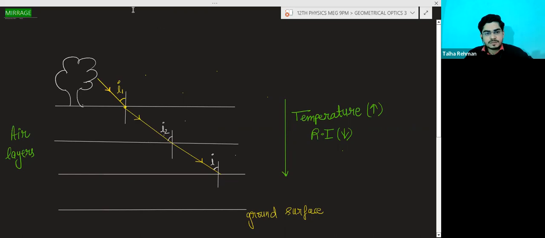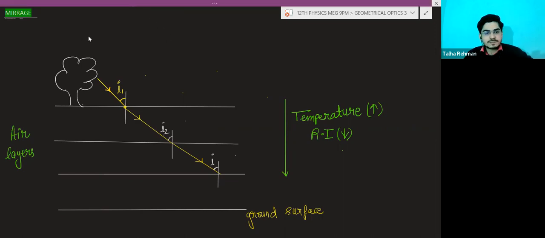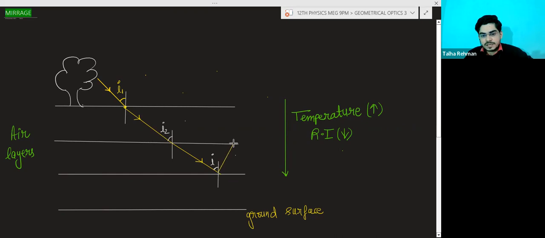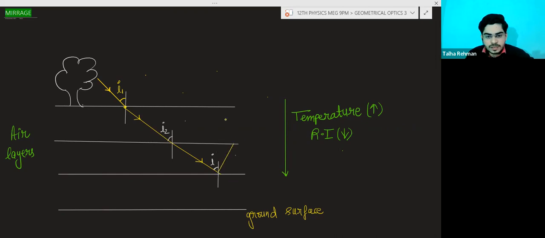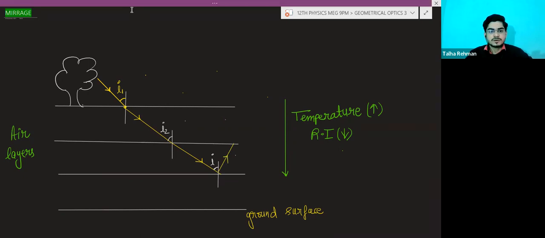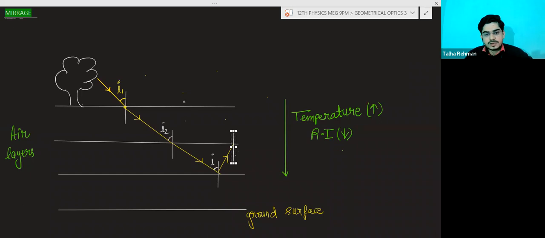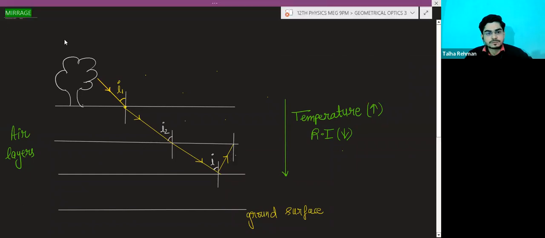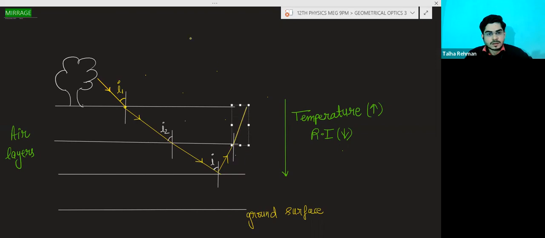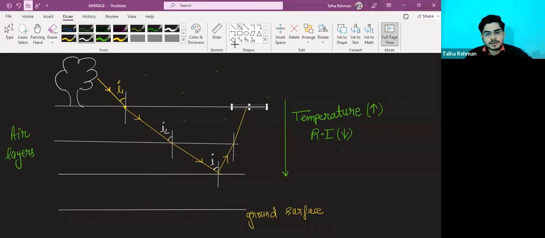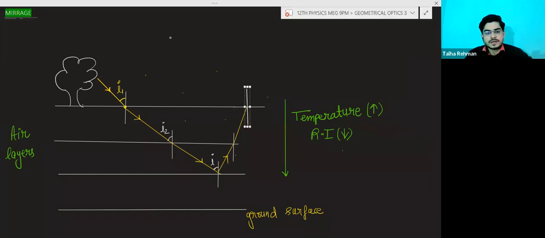So in that case, what happens? Total internal reflection takes place. If this angle I is greater than the critical angle, then there will be total internal reflection. So this ray will be reflected. Now this ray is going from rarer to denser, so it will bend towards the normal like this. When you draw the normal at this layer, again it will bend towards the normal.